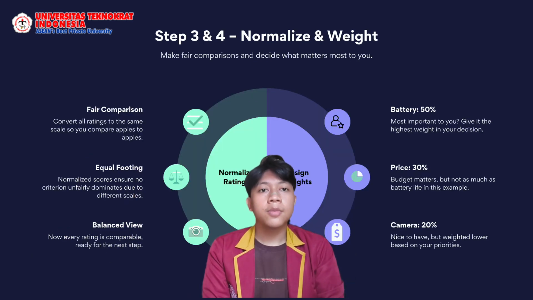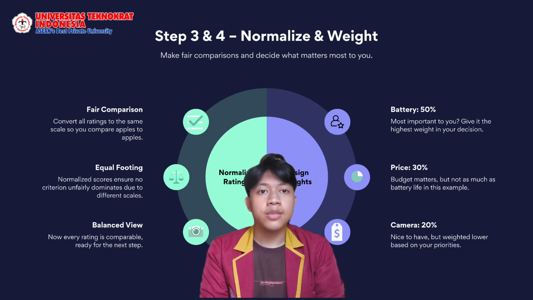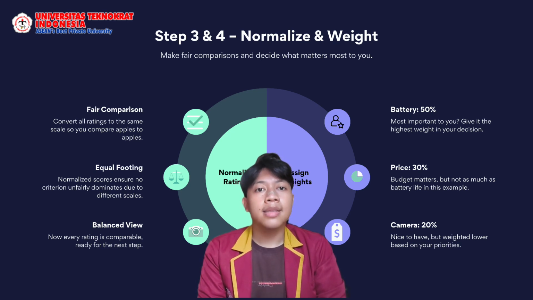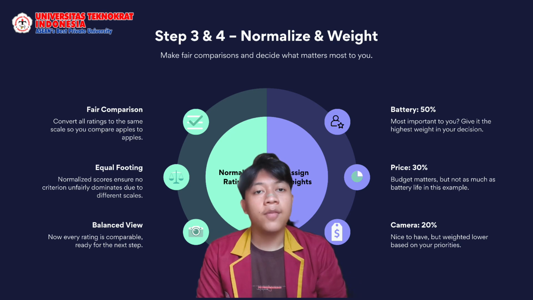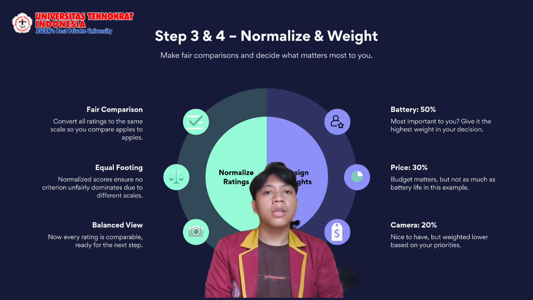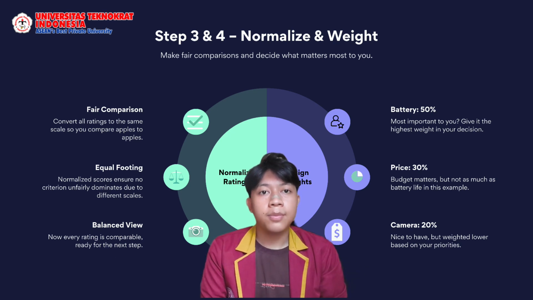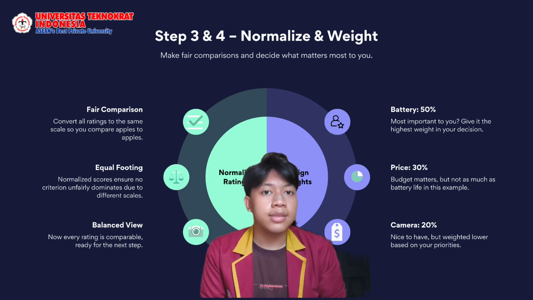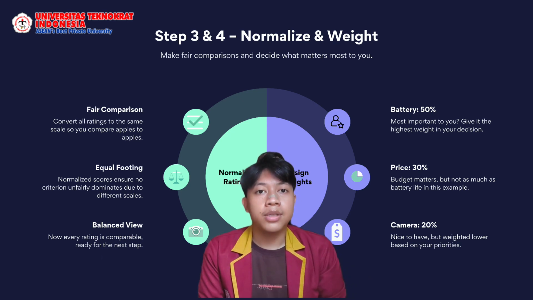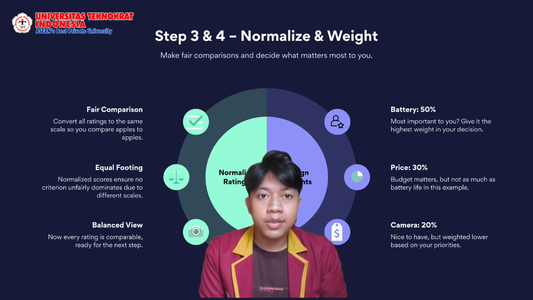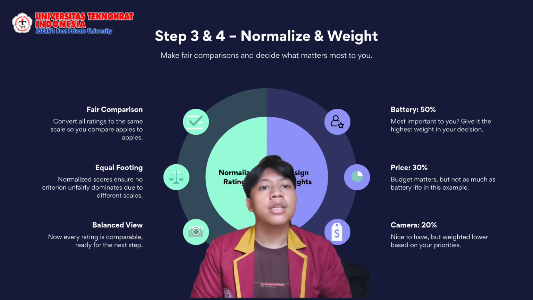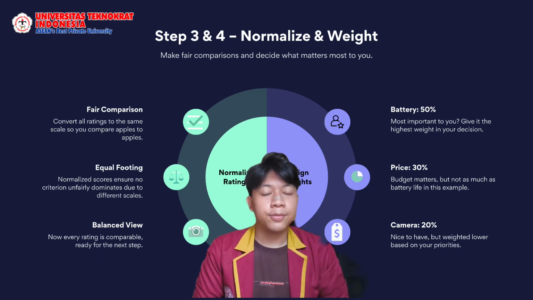In this step, TOPSIS normalizes the data and gives weights to each criterion. Normalization means converting different values into the same scale so comparisons become fair. After that, we assign weights based on importance. For example, battery life may be the most important criterion with 50% weight. Price may have 30%. Camera quality may have 20%. These steps help TOPSIS understand what matters most in the decisions.